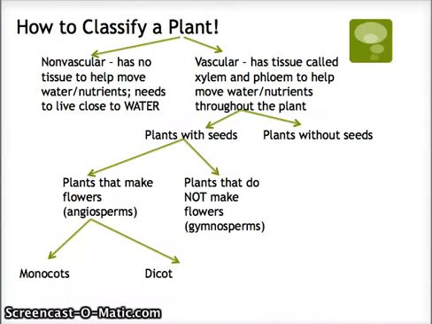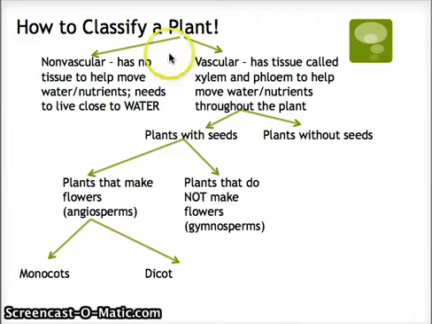Alright, the first thing that we're going to do is figure out how to classify a plant. So I want you to make a flow chart for me. The very first thing in the middle of the page should say plant. Now I want you to draw two arrows coming off of the word plant, one down to the left and one down to the right, just like here on this PowerPoint.